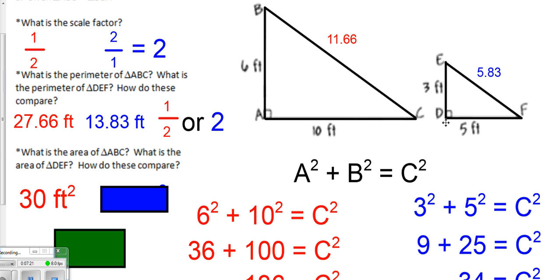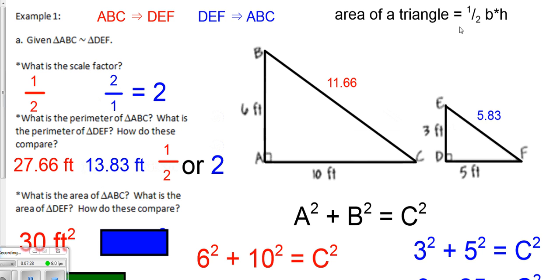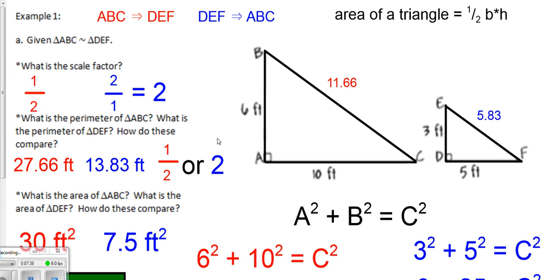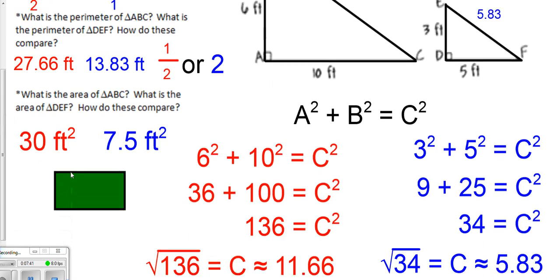Same thing with DEF. We would do 3 times 5 is 15, divided by 2, because it's 1/2 base times height, and we'd get 7.5 feet squared. Area is in feet squared because it's 2-dimensional. Perimeter is just feet because it's 1-dimensional.